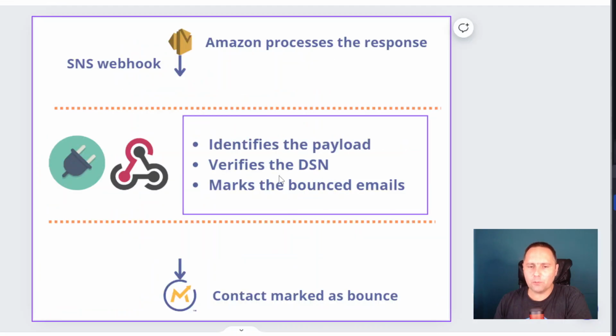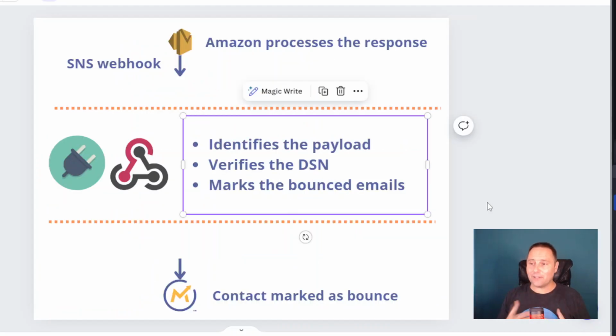All of them try to process that payload. They identify the payload first of all. So they will look at the Mautic settings and say, hey, are we sending via Amazon or what? Because if we're sending by Amazon and this is an Amazon payload, then we are accepting it. If you're not sending by Amazon and this is an Amazon payload, we're just gonna ignore it. So they verified the DSN.